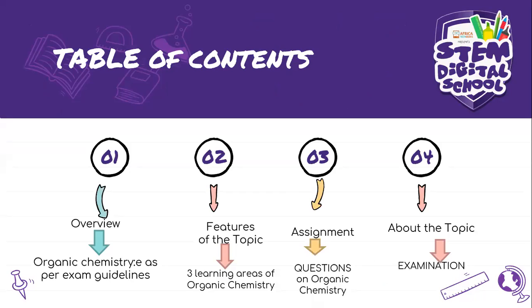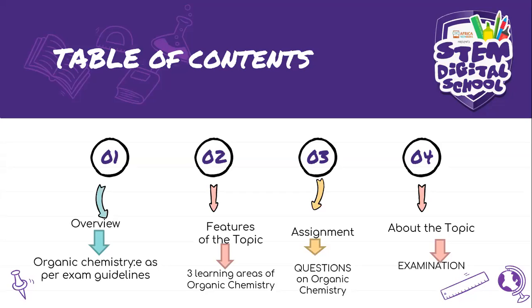So we are going to have an overview, and we are going to look at organic chemistry as per the examination guidelines. So we are first going to look at what are we required to know in this section of the work, or rather in this topic, which is organic chemistry. What do the examination guidelines tell us we need to know?